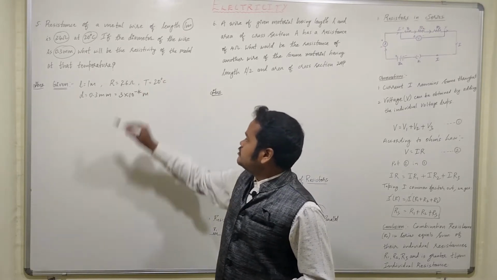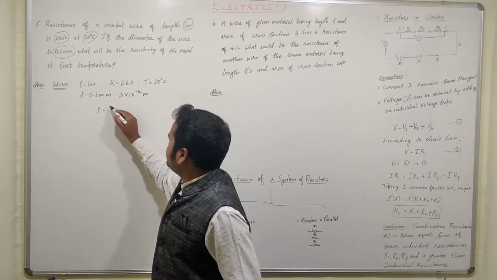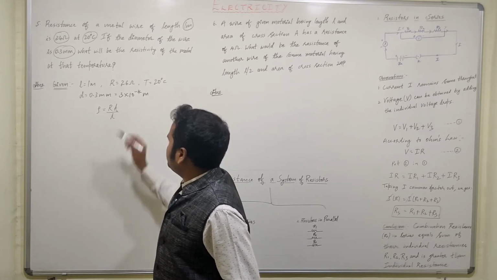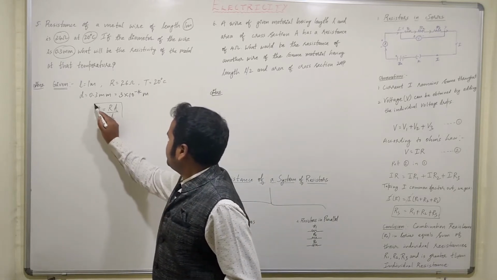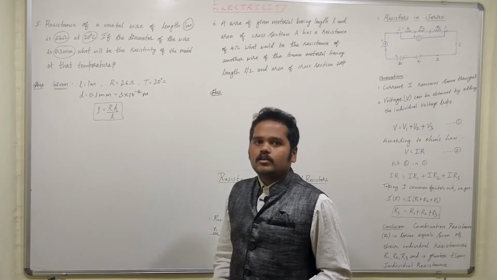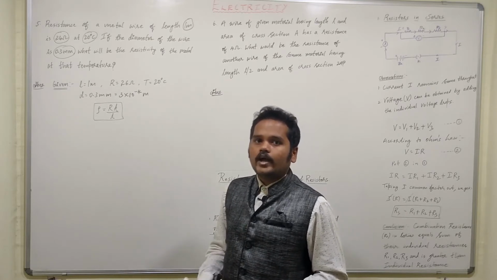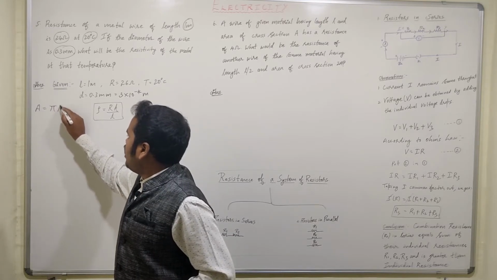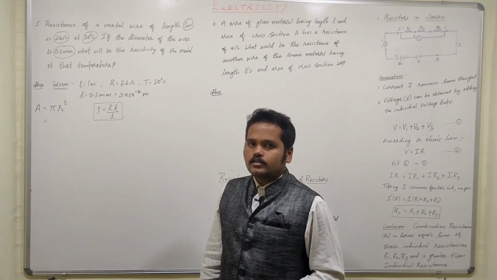We have to find the resistivity, so we write the formula for resistivity. Resistivity, rho, is equal to R into A divided by L. Now what is this A? It is the area. Have they given A? No. So the wire is a circle, and the area of a circle is pi r square.